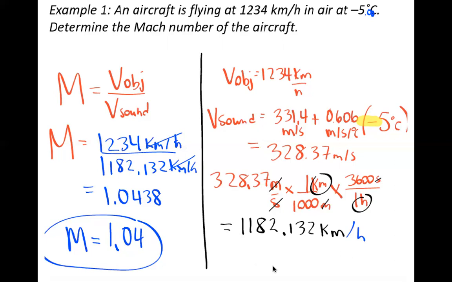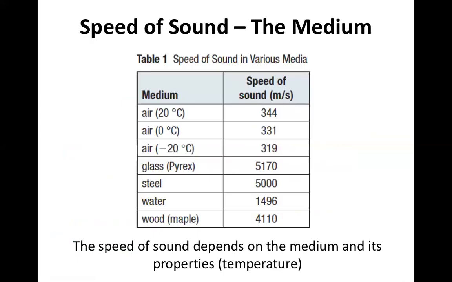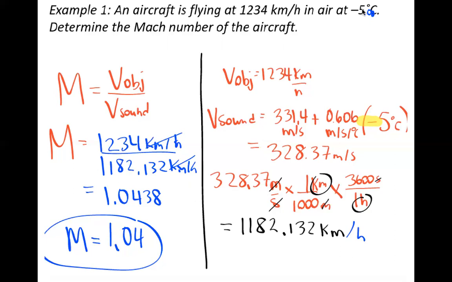Then our Mach number is 1.04. So you're basically traveling at the speed of sound if you round to the correct number of significant figures, which would be 2. So if 5.0 was in the question, then you would round to 1.0. If 5.00 was in the question, you would round to 1.04.